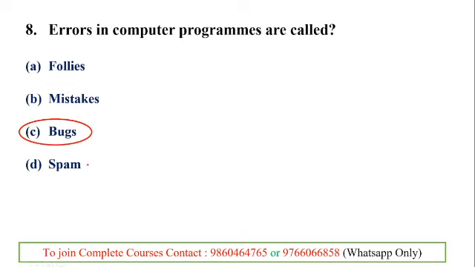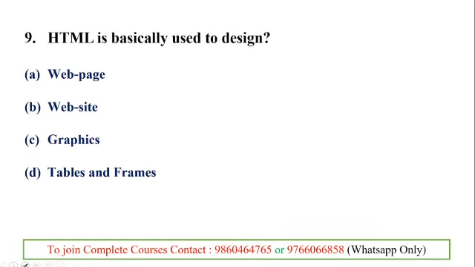And you can see one more option, that is spam. Here spam is the other way of sending multiple messages at a time. So that is called spam. Follies means mistakes. As you can see, foolishness, that is follies, and mistakes have the same meaning. So the spam and the bugs. Here the bugs are the answer for this question: the errors in computer programs. And then HTML is basically used to design.